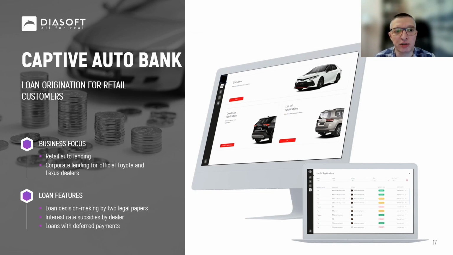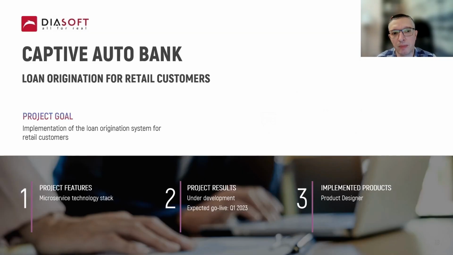Loan origination has been implemented in the international captive bank belonging to a large car manufacturer. The bank mainly focuses on retail and corporate auto lending. All loan features that were claimed by the bank are supported by the product factory. The project goal was to implement loan origination system for retail customers. Like in previous example, the project was based on microservice technology stack.